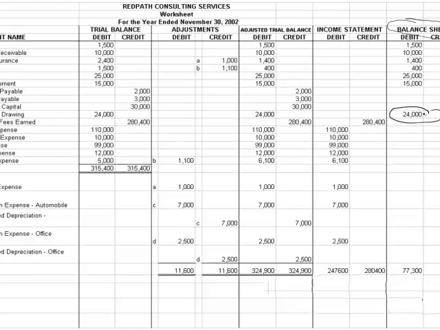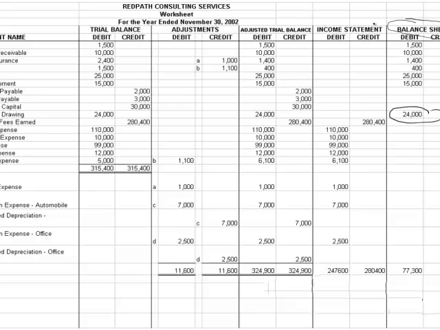What is in the statement of owner's equity? Stop and think. It is your beginning capital balance. Add to that any investments. If there was anything in this $30,000 that was an investment, we would add that. Then we would find out what our net income is from our income statement, financial statement. Add that to it and then subtract out the withdrawals.